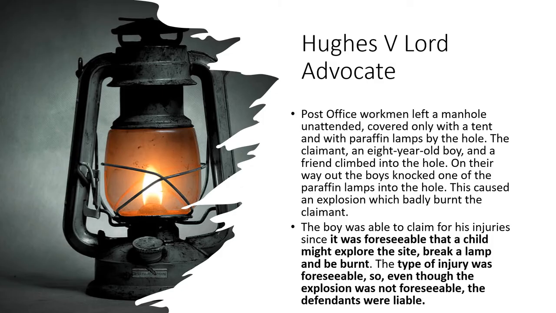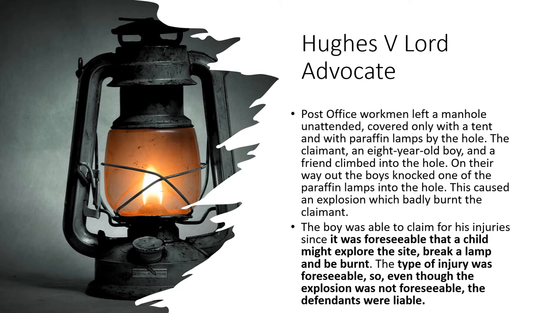Now, this next case looks at the concept that if an injury is foreseeable, the way it happened doesn't really matter as long as some injury was foreseeable. So in Hughes v Lord Advocate, a post office workman left a manhole unattended, covered by a tent and paraffin lamps by the hole. The claimant in this case was an 8-year-old boy, and his 10-year-old nephew climbed into the hole.